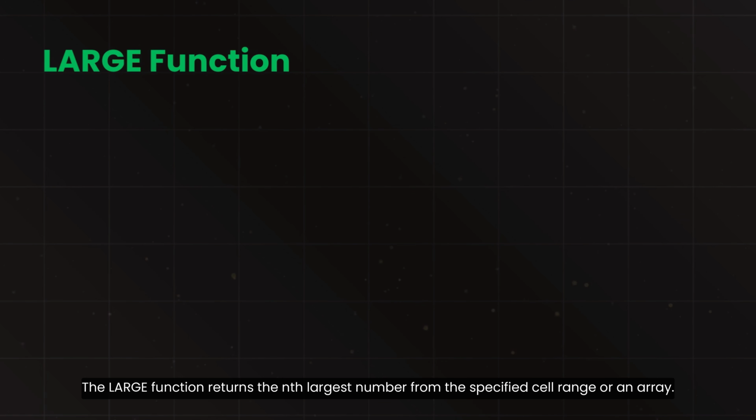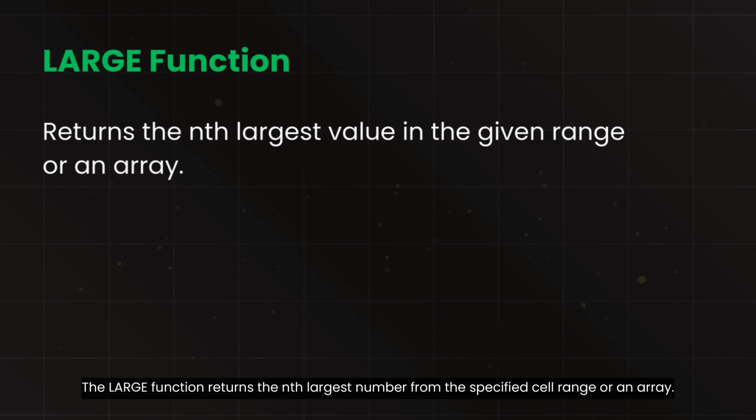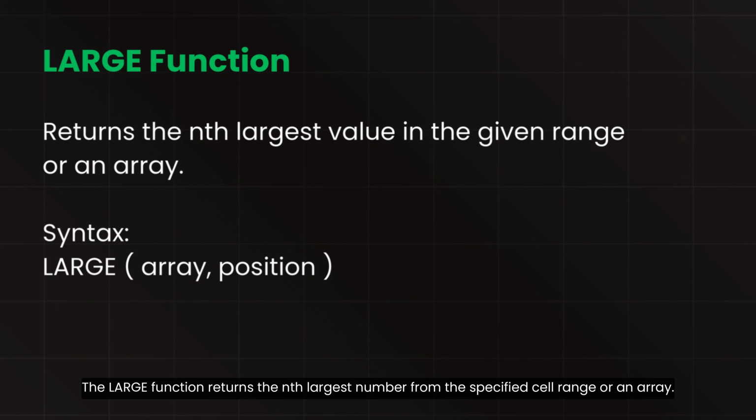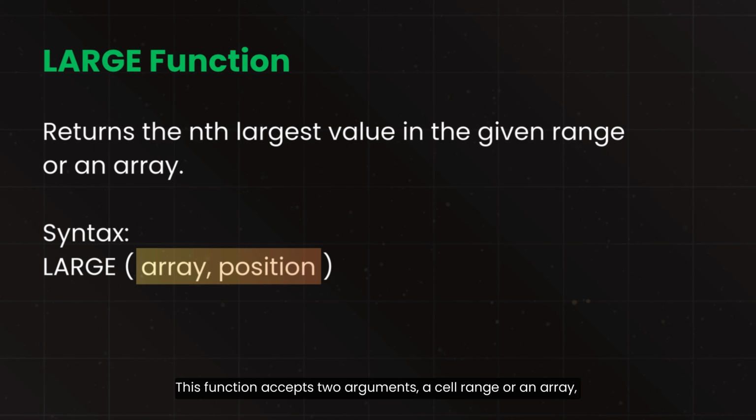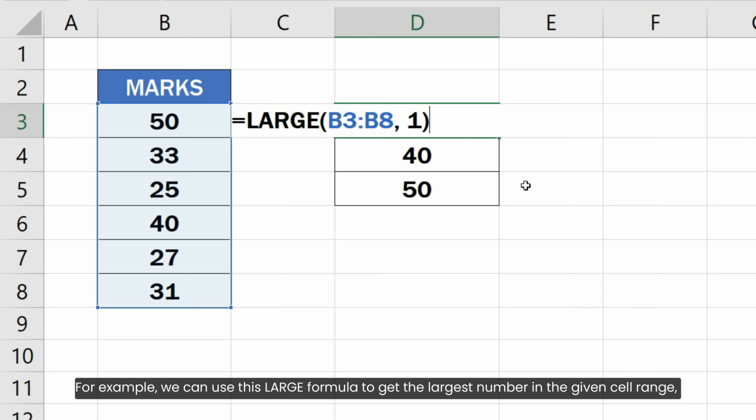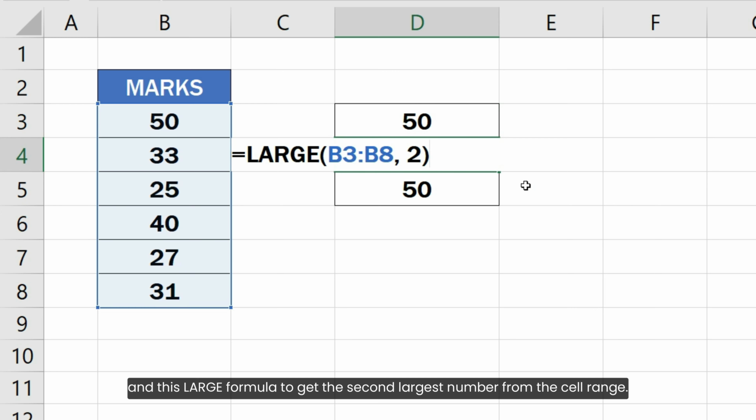The LARGE function returns the nth largest number from the specified cell range or an array. This function accepts two arguments, a cell range or an array, and the position in the array or cell range to return. For example, we can use this LARGE formula to get the largest number in the given cell range and this LARGE formula to get the second largest number from the cell range.